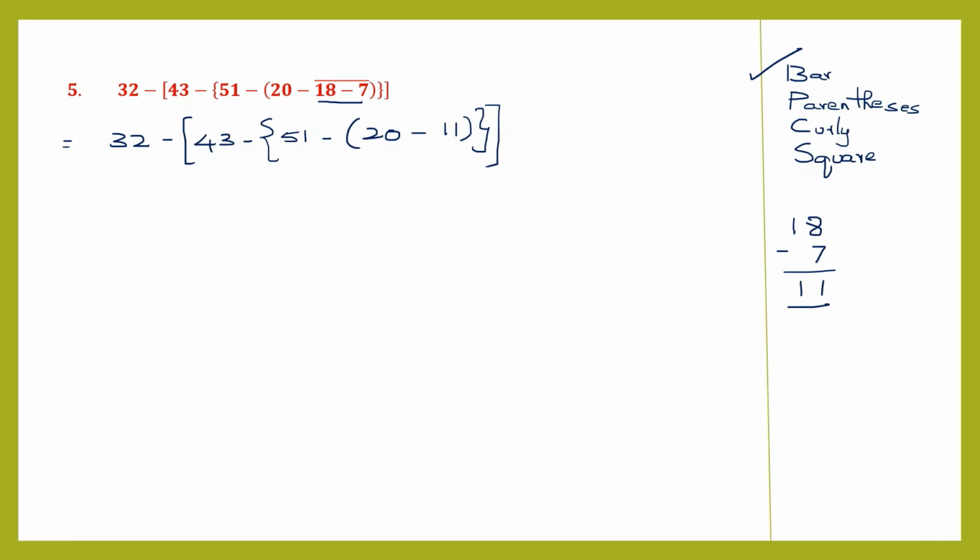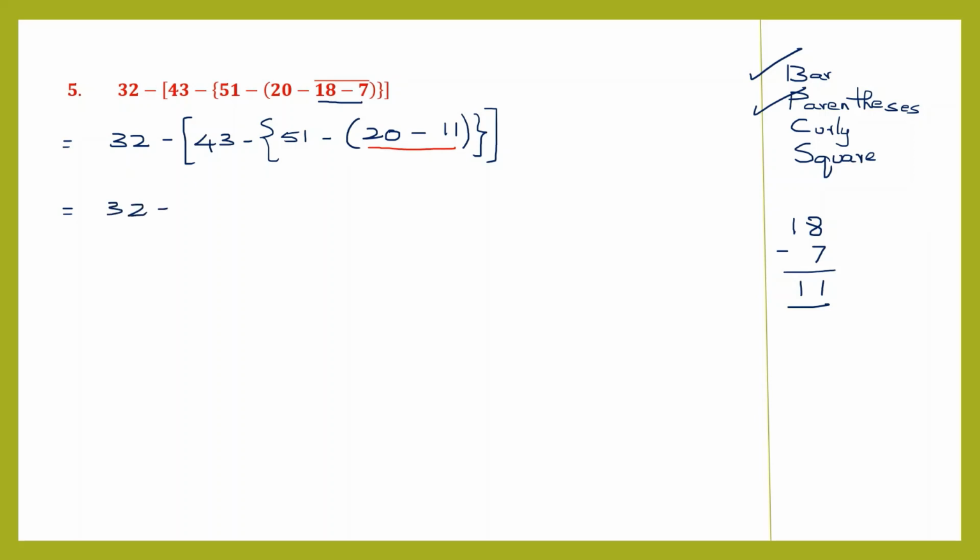So now we have only 3 brackets left. What are the 3 brackets? We have the square bracket, the curly bracket, and the parenthesis. So in this order we have to go. We have to now open the parenthesis. Let's remove the parenthesis now. So this is the second one. Now what do we have under that? We have 20 minus 11. So let's write everything else as it is, no change.